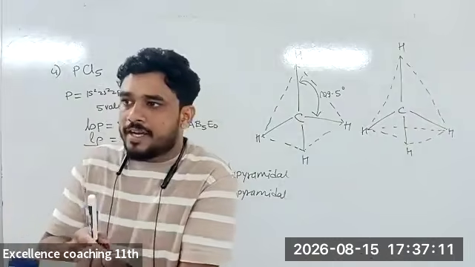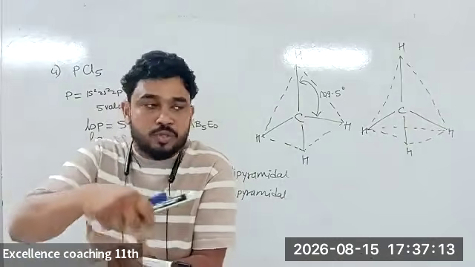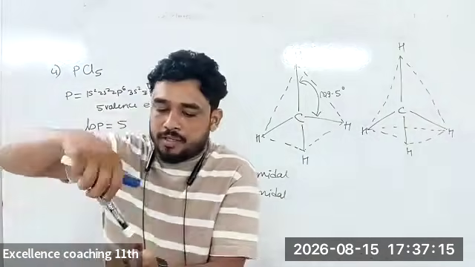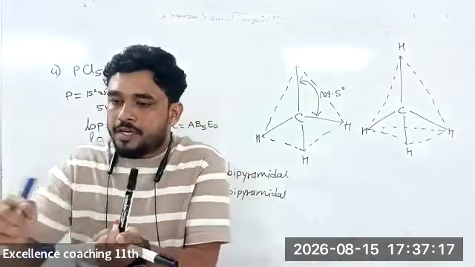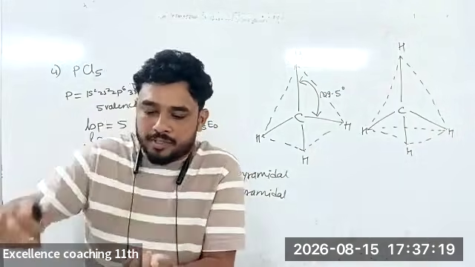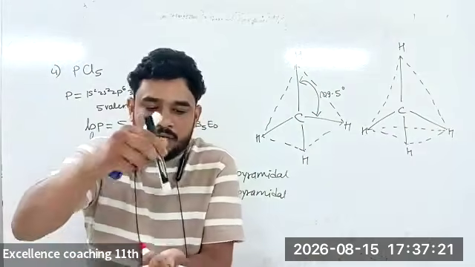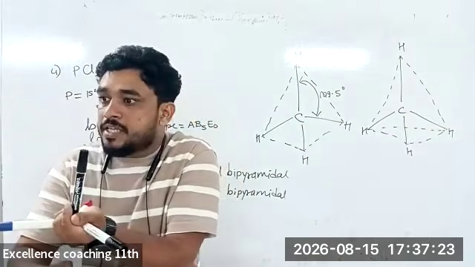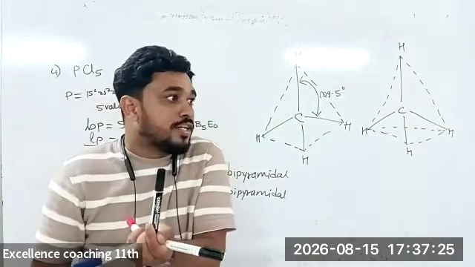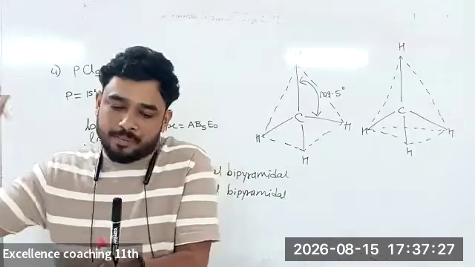As much as possible, imagine. This is the triangle. What is the angle between these two? 120. The angle between these two? 90, and these two? 90. This is called trigonal. This is the first pyramid. Second is the second pyramid. So it is called trigonal bipyramid.